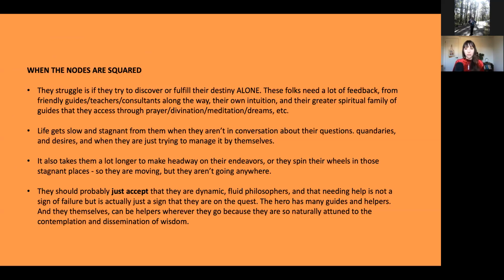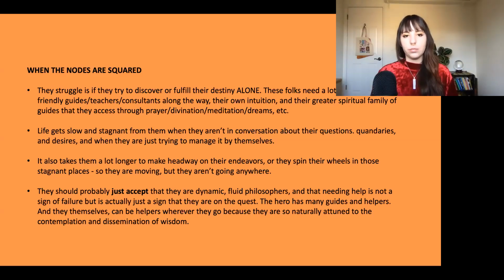Some more challenges for when this nodal axis is squared. They can get stuck if they're trying to discover or fulfill their destiny alone. In general, these folks tend to need a lot of feedback, and this combines some of the Gemini and Sagittarius stuff where they need to really open up to feedback from the universe and their guides and their deep intuition, but also feedback from friends and guides and people they meet along the path.